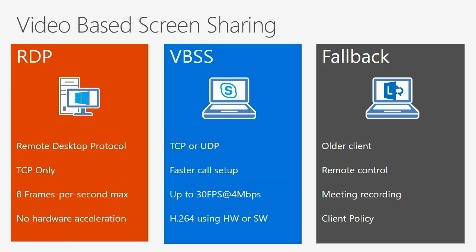So desktop sharing was TCP-based, Remote Desktop Protocol, 8 frames per second, and no hardware acceleration. So we introduced VBSS, which is video-based screen sharing. It's essentially desktop sharing using the H.264 protocol. So basically desktop sharing as media, or as a video stream. So UDP or TCP, faster call setup.